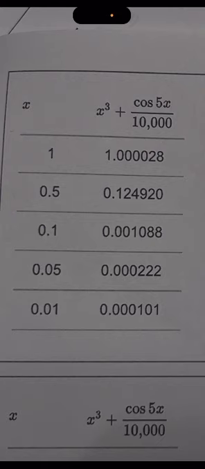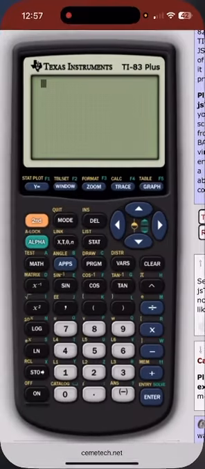We have x for our x values. Let me see, 1.5. Okay, and then on the right we have this function. Now this function looks like it comes from precalculus, right? Because we have the sine, cosine, and tangent. But yeah, so we've got x cubed plus cosine of 5x over 10,000. So I might have to go back and forth a little bit.